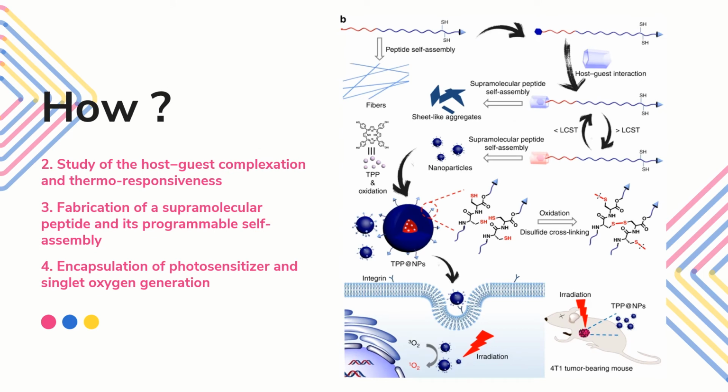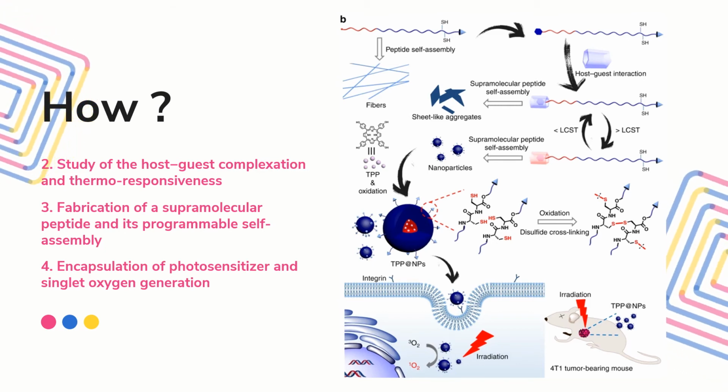Now, the second method is to study the host-guest composition and thermoresponsiveness, the third part is the fabrication of a supramolecular peptide and its programmable self-assembly, and the fourth part of this method is the encapsulation of the photosensitizer and singlet oxygen generation. From the figure, we can see the first step, which is the study of the host-guest composition and thermoresponsiveness, at the top part of this figure, where the guest used in this study is G1.